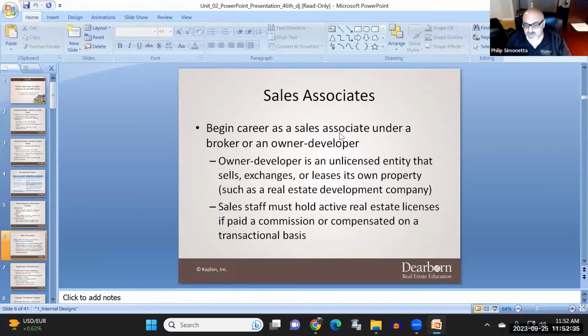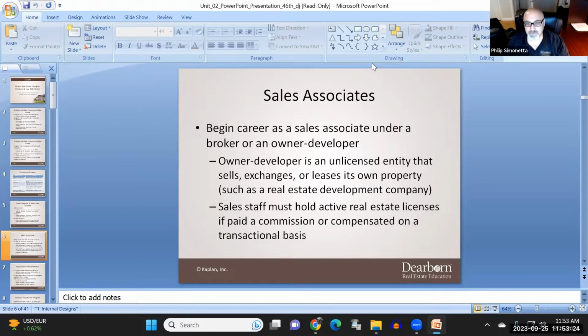So let's talk about the sales associate. You begin your career as a sales associate under a broker or owner developer. An owner developer is an unlicensed entity that sells, exchanges, or leases its own property, such as a real estate development company. When you're selling your own property, you don't need a license. If you're on the deed, you don't need a license. So a developer owns the property, and when he's selling his property, him and his people don't need a license. The sales staff, like we just talked about, must hold a real estate license if they're paid commission or compensated on a transactional basis or bonuses. If they're not getting that, they could be unlicensed.